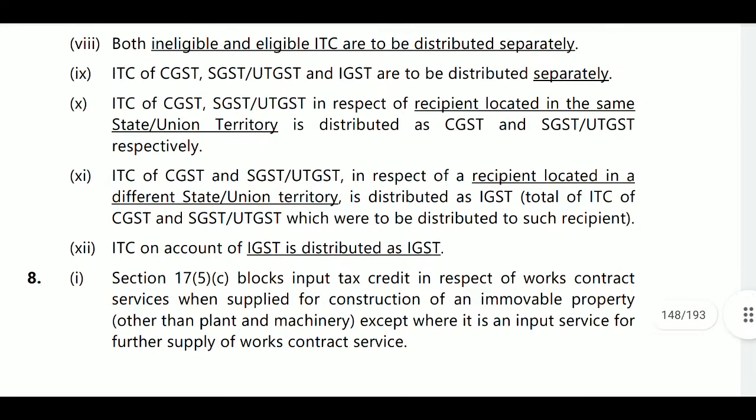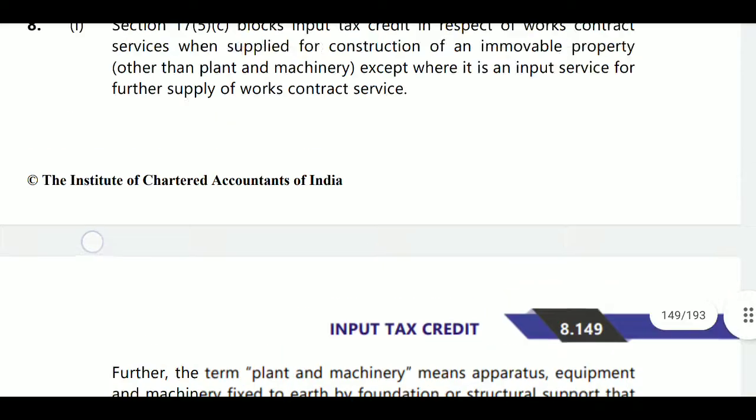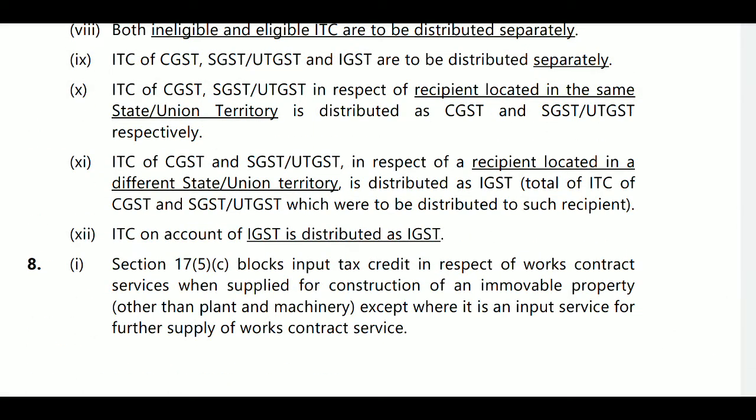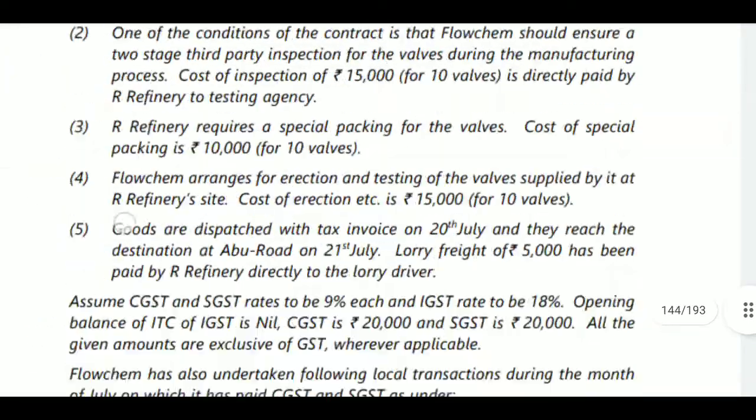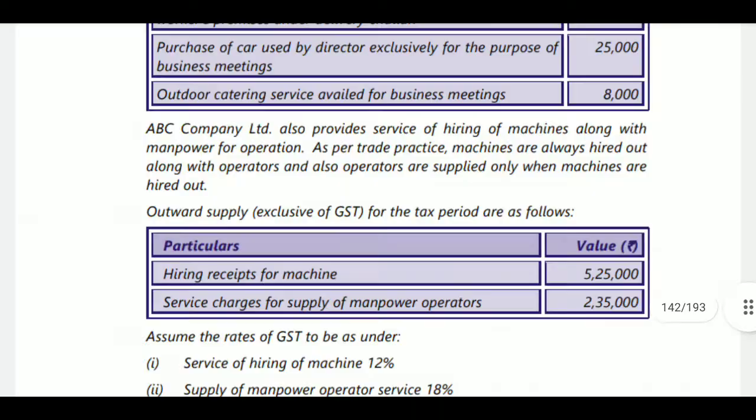Next, relating to ITC of CGST, SGST, UTGST in respect of the recipient: if the recipient is located in the same state or union territory, it is distributed as CGST, SGST, UTGST. If the recipient is located in another state, then the amount will be distributed as IGST. Next, ITC on account of IGST is distributed as IGST. That is question number 7, the conditions relating to the input service distributor when he is distributing the input tax credit.